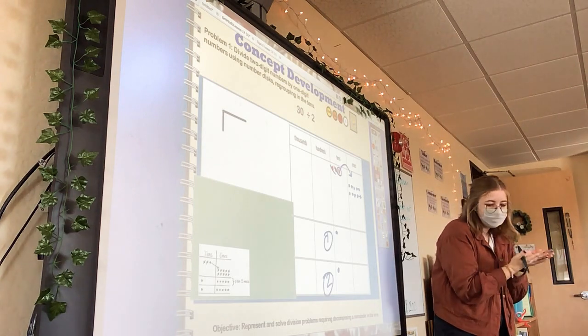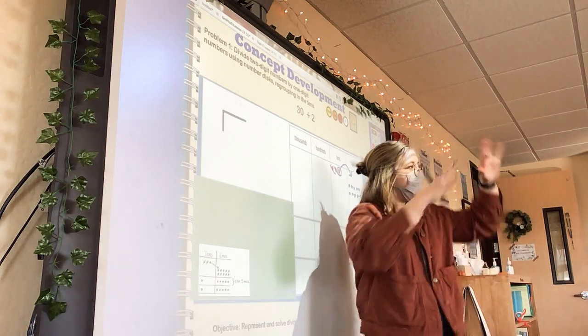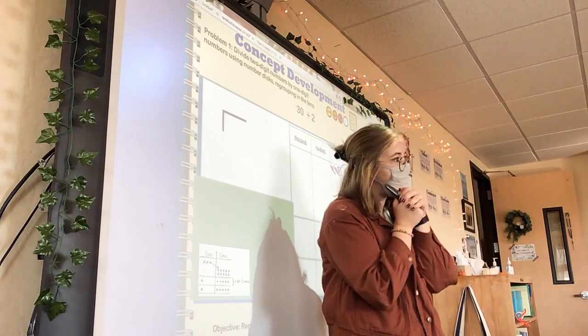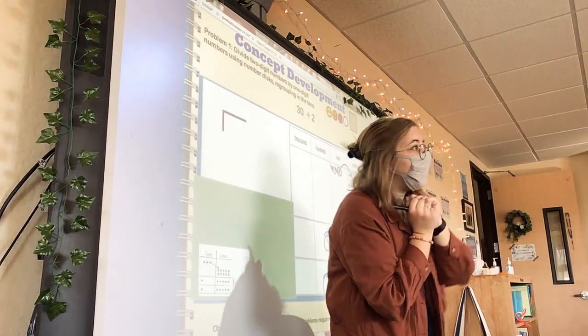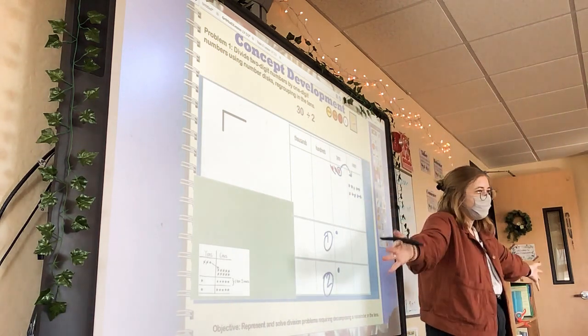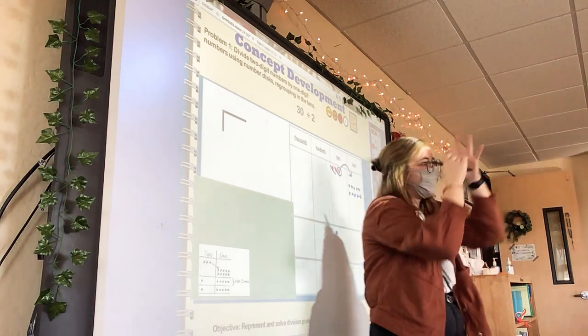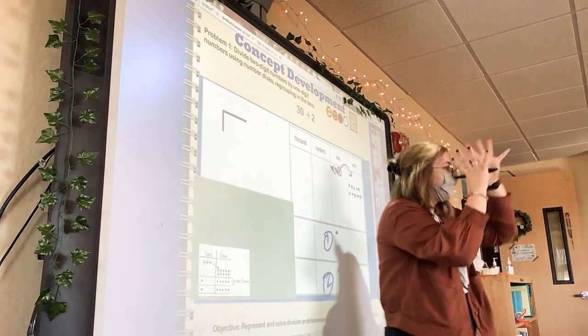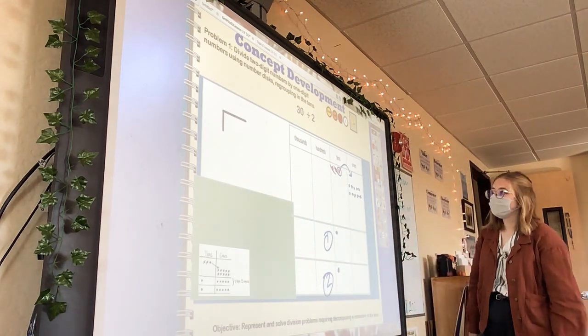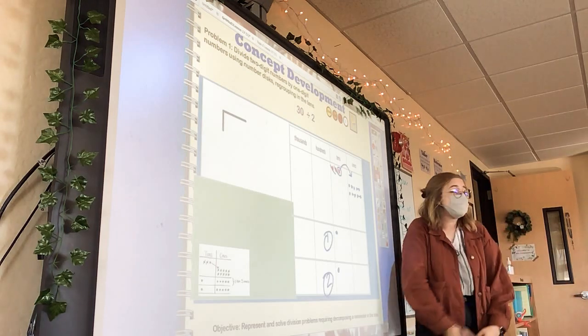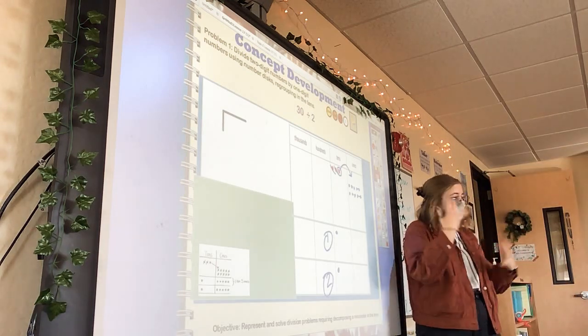So when we move something over to a place value to the left, it bundles and becomes 1, right? But when it moves over to the right, it unbundles and becomes 10, right? So we take 10 and bundle it into 1. We take 1 and unbundle it into 10, right? Does everybody get that? Yeah.